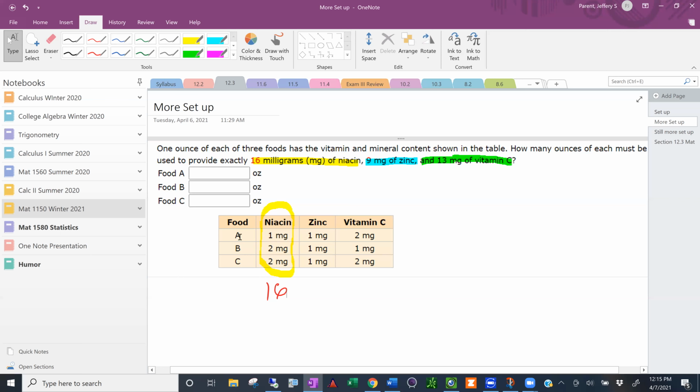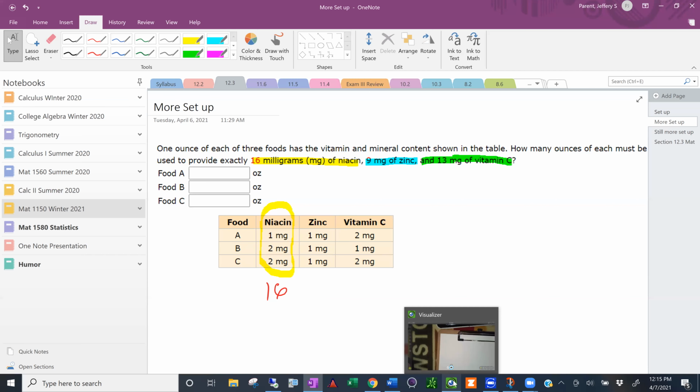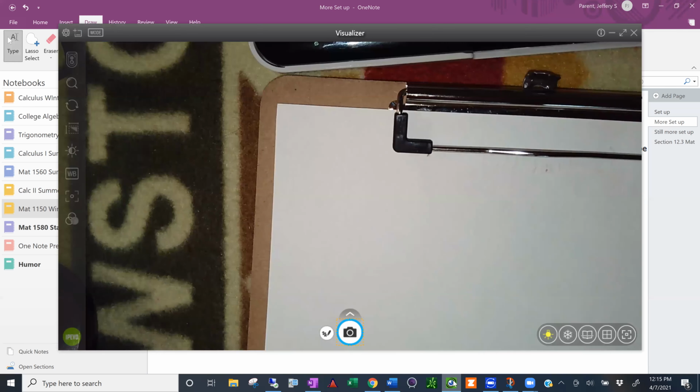For each ounce of food A, you get a milligram of niacin. For each ounce of food B, you get 2 milligrams. We want a total of 16. So let's look at what that would be.